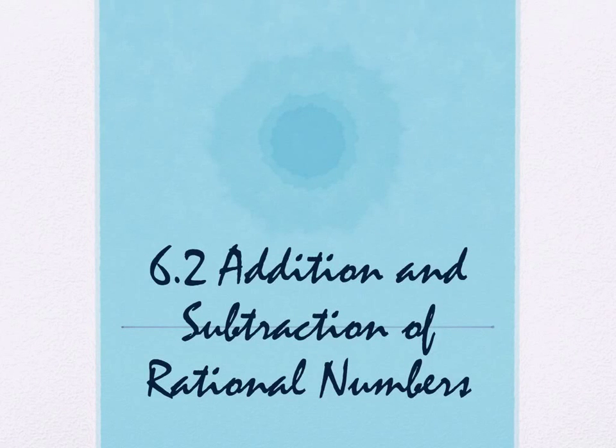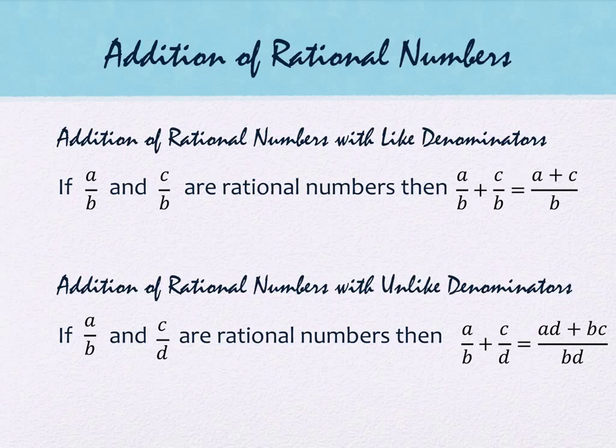Section 6.2 extends our discussion of rational numbers to include combining them. Specifically, what we're going to do to combine them is start with addition and subtraction. To start with, addition of rational numbers is going to be broken down into two components.